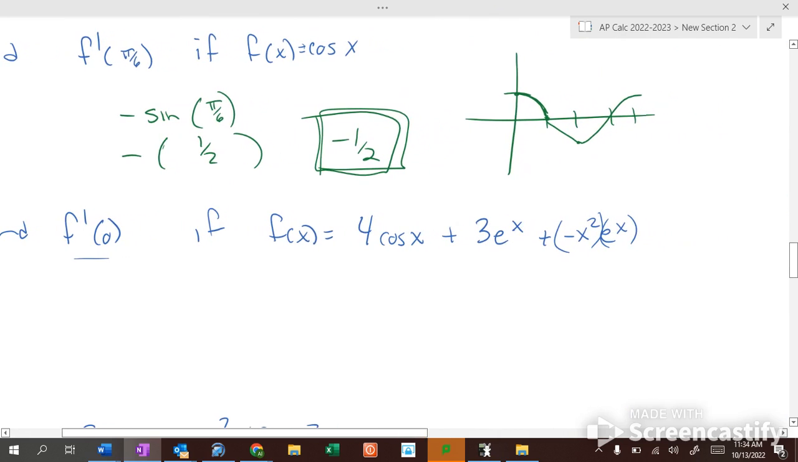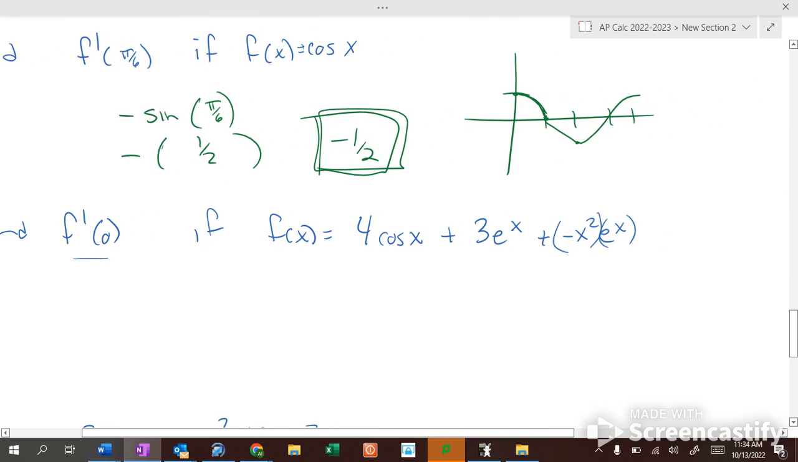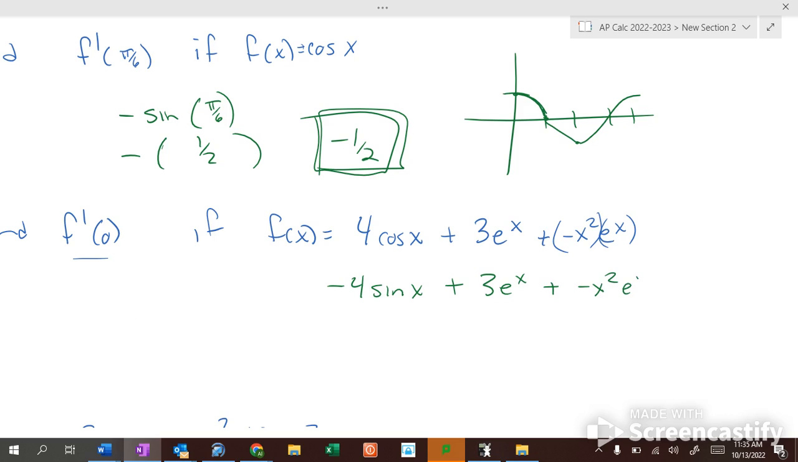Find the first derivative at 0 of that function. Well, what's the first derivative of 4 cosine of x? What's the first derivative of 3e to the x? What's the first derivative of negative x squared times e to the x? Product rule. So it's negative x squared e to the x plus e to the x times a negative 2x.